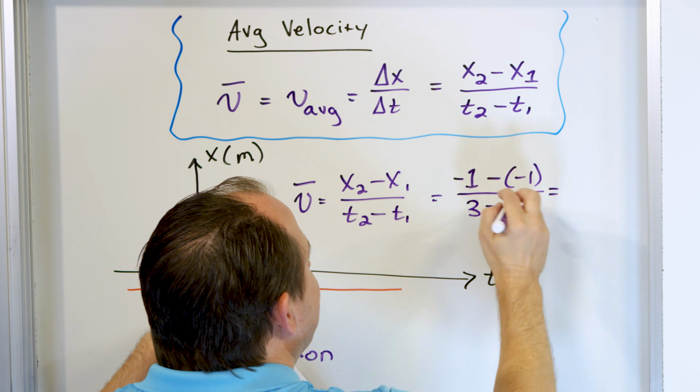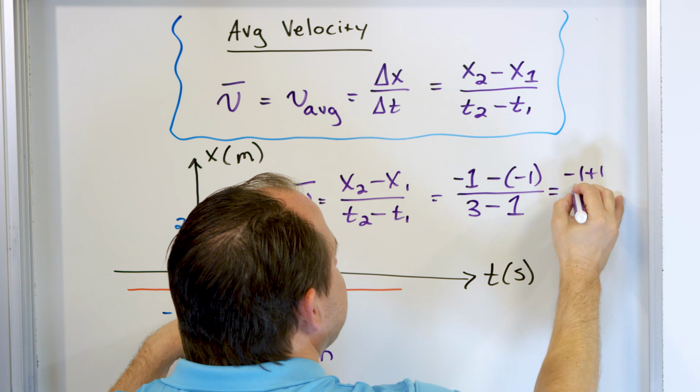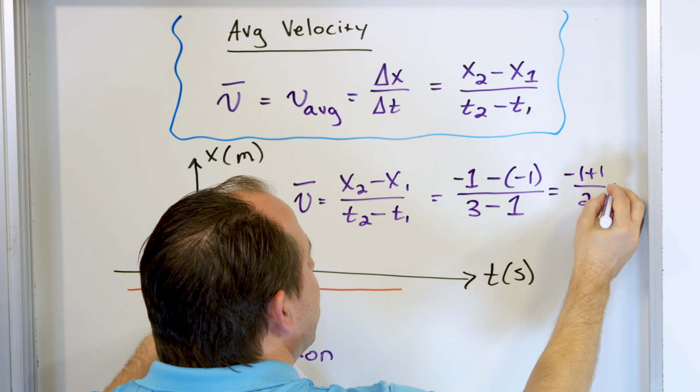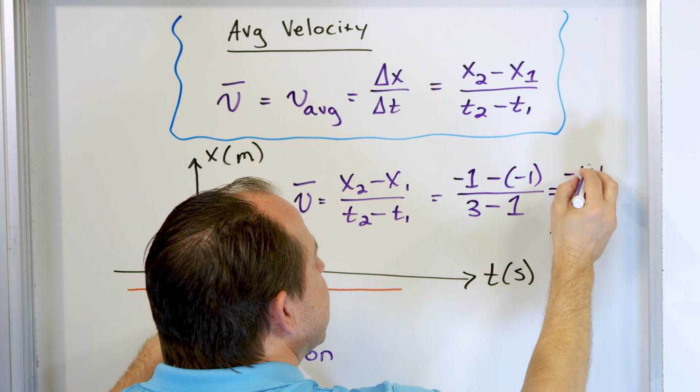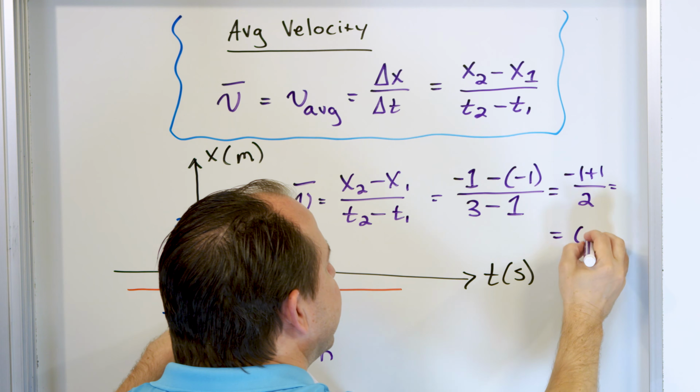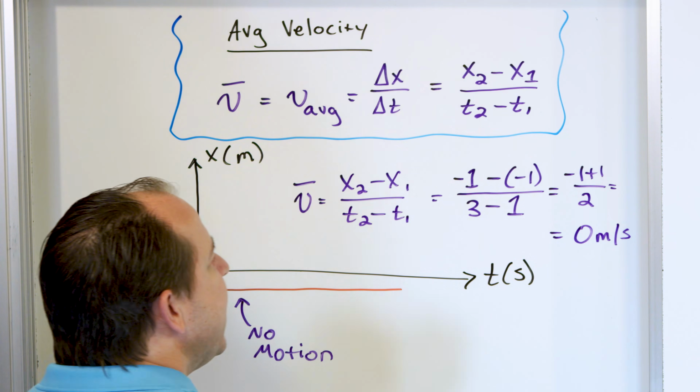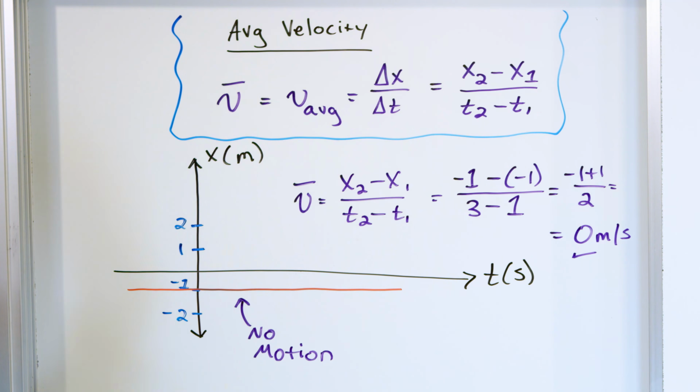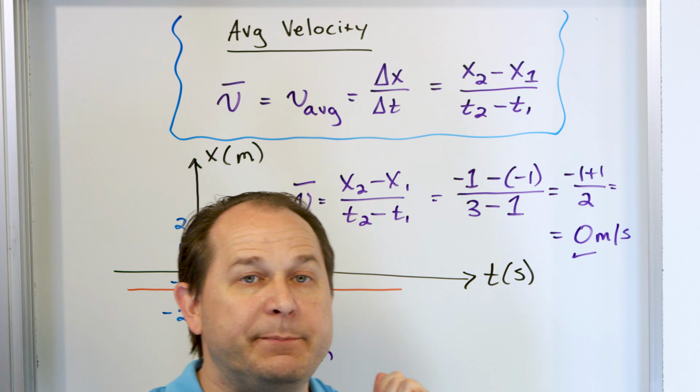What do we get on the top? We get -1 plus 1, and on the bottom we get 2. And what do we get over here? We get a 0 on the top and a 2 on the bottom, so 0 meters per second. And this is exactly what we expect. The thing shouldn't move.